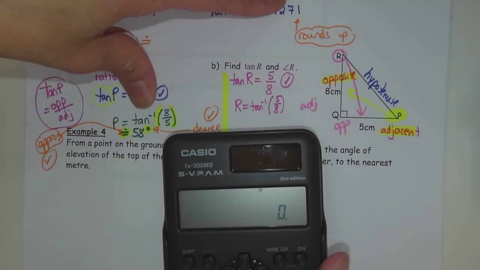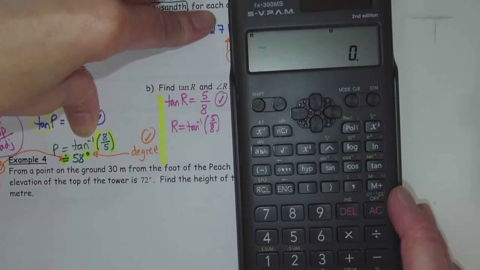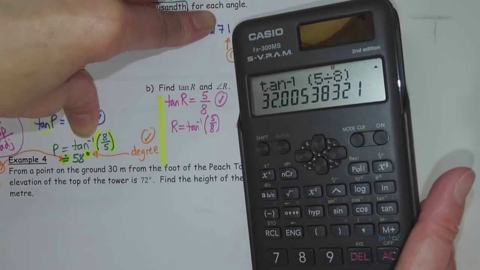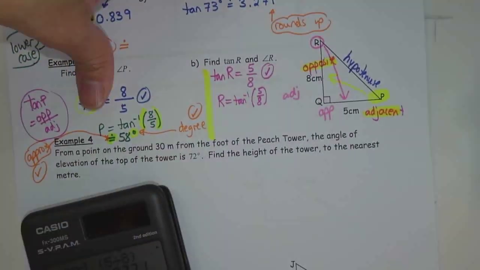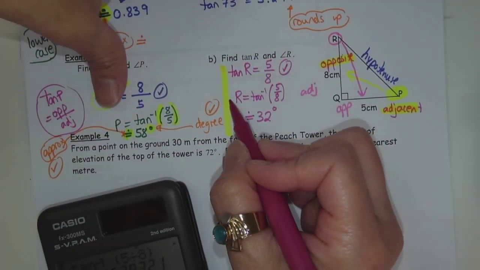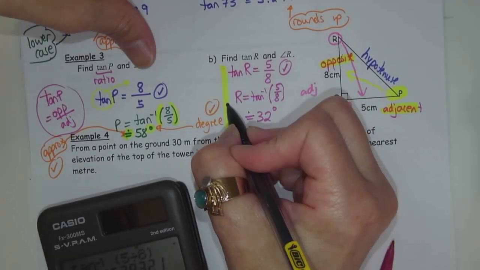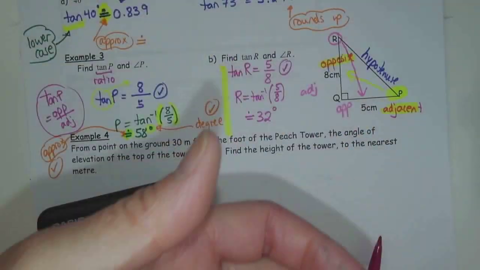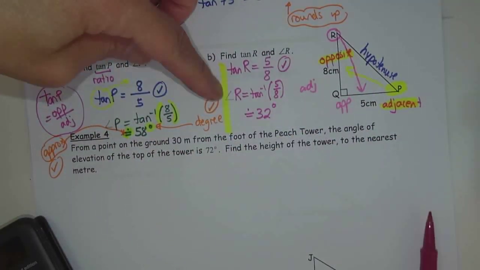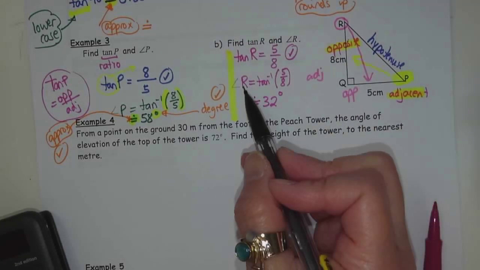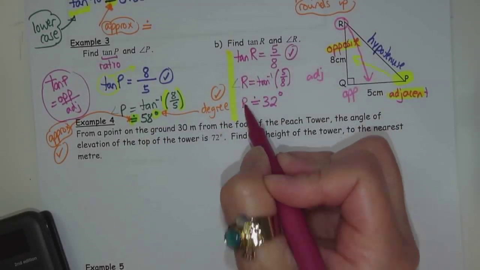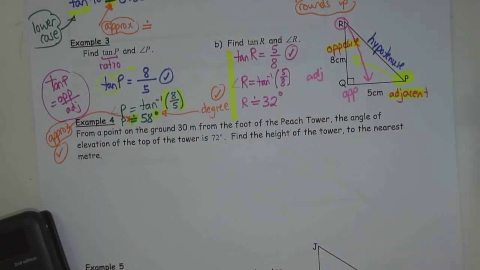You punch that into your calculator: shift tan inverse, bracket, 5 divided by 8, bracket, equals 32.005. So 32 degrees. This will be approximately 32 degrees. You can put the angle symbol there, but you don't have to. Some teachers write angle R and angle P, up to you. I just put capital R. When you're down to one letter, I don't need you to put the R again, but you can. You can say R equals, and P equals, up to you.